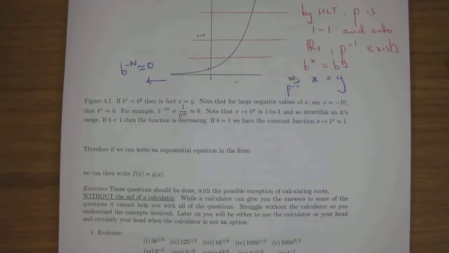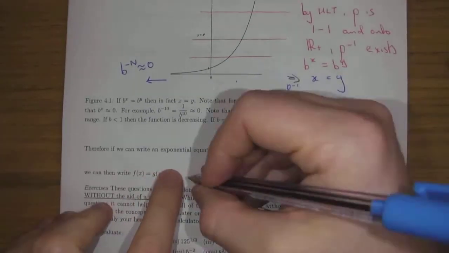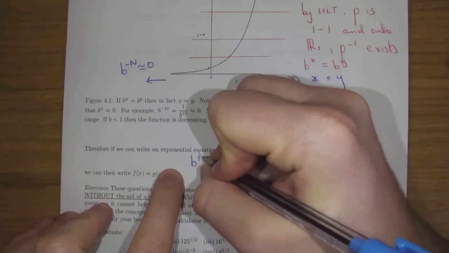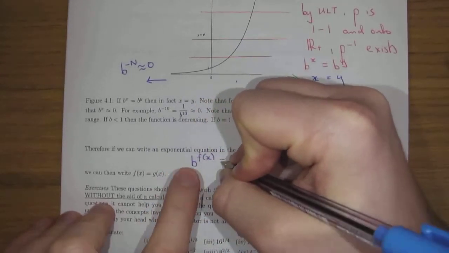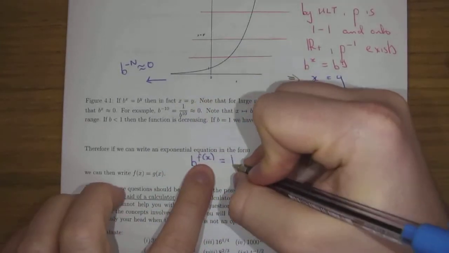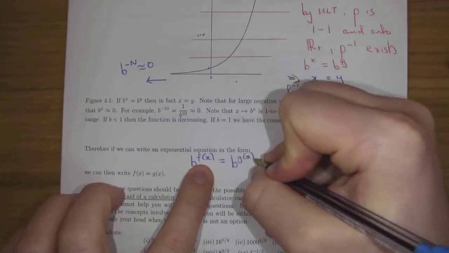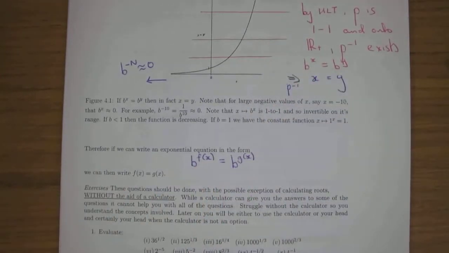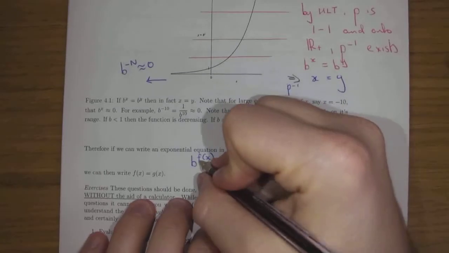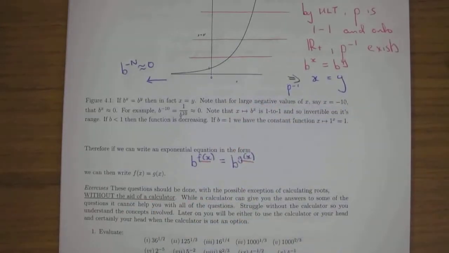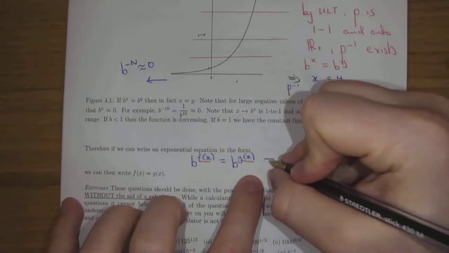So therefore, if you can write an exponential equation in the form b to the power f of x, so that I just mean some form in x, b to the power g of x, you can say that these are equal. Now it'd be nice, and actually by the end of this you'll be saying, okay, via its inverse.